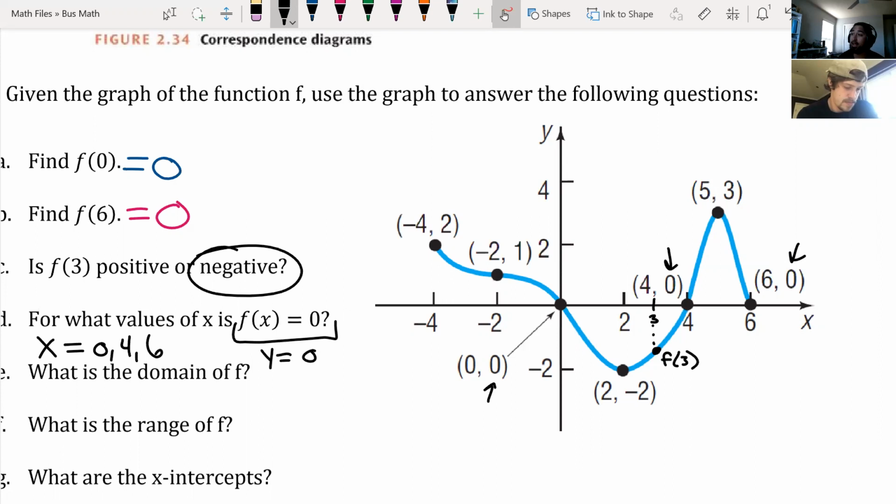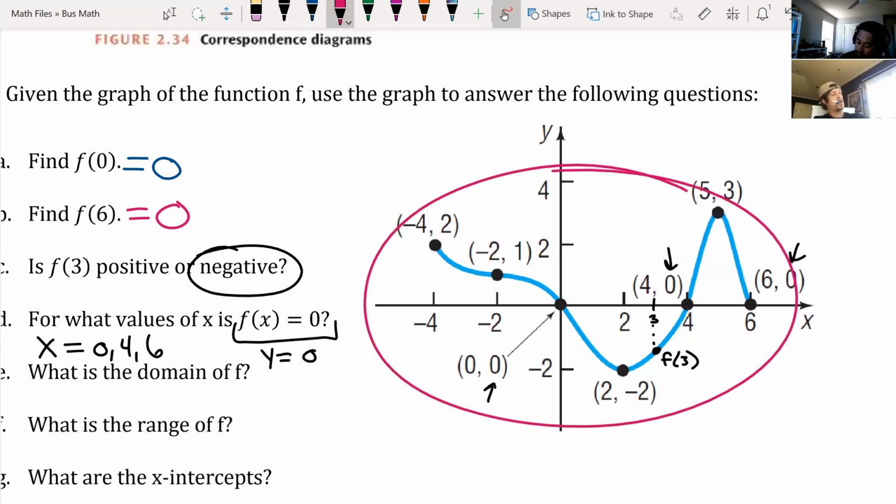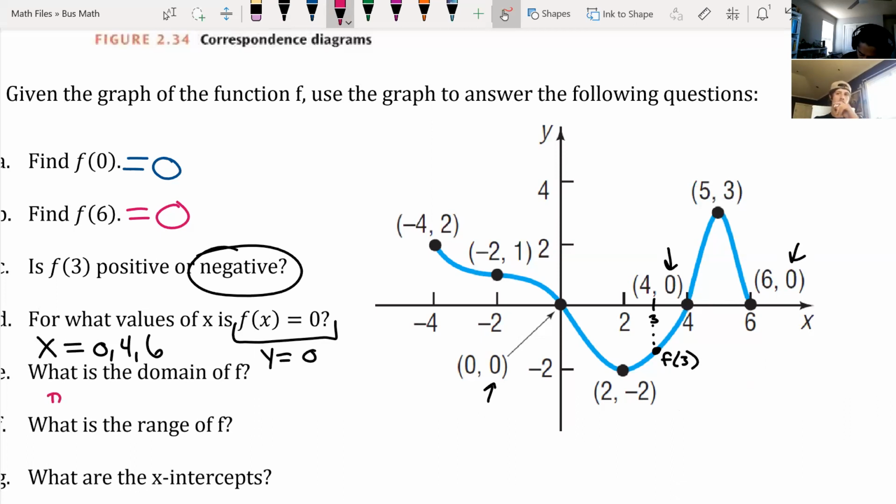Okay, perfect. And now E says, what is the domain of f? Remember that from the above definition, domain corresponds with your x values. Whenever you state domain and whenever you state range, you always start with the smallest possible value, and we read graphs from left to right. So what is the smallest possible x value that we have? Negative 4. And we end at the largest possible x value, which is 6. That's our domain. It starts at negative 4 and ends at 6. You only state x values.